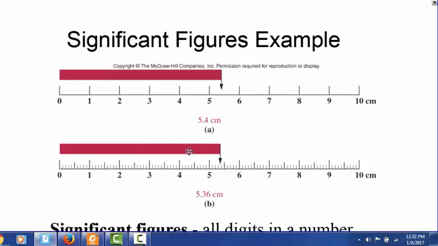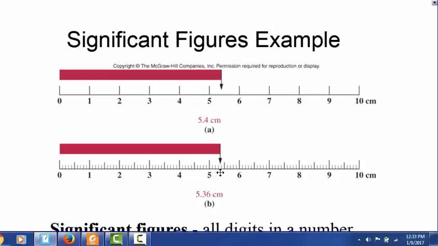If I measured that exact same ribbon with a ruler that had marks for every 1/10 of a centimeter, now I can look at it and go, okay, I'm definitely certain about the 5, but I'm also certain about the 3. There's at least 3/10 of a centimeter, so I'm certain about that 3. And then I can estimate the digit in between the 0.3 and the 0.4. So I'm going to say it goes a little bit past halfway, so I'm going to say about 0.6.